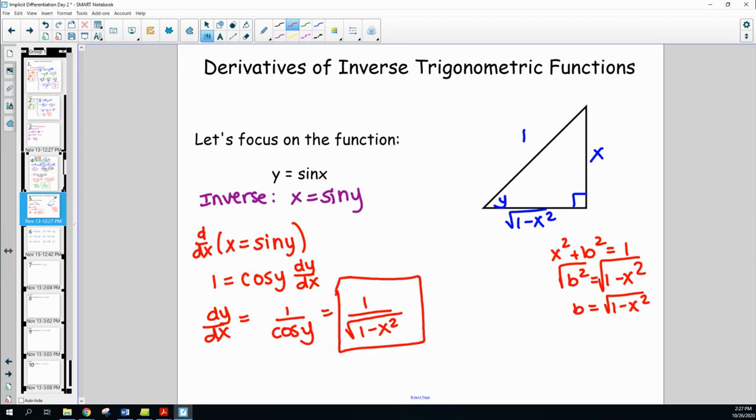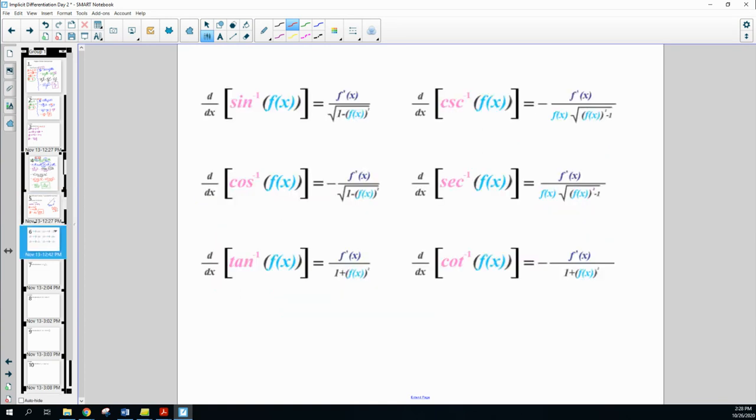For all of the trig functions, you can find the derivative of the inverse the same way. You can draw a little triangle, figure out the sides, and then figure out what it is. Or instead, you can memorize them. I'm going to show you them on the next slide.